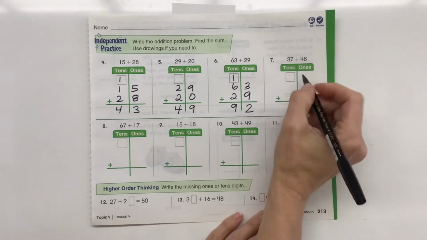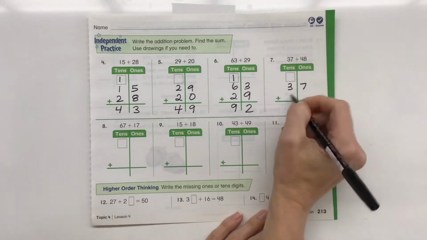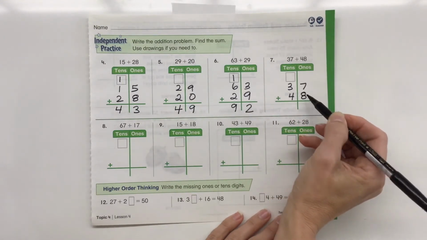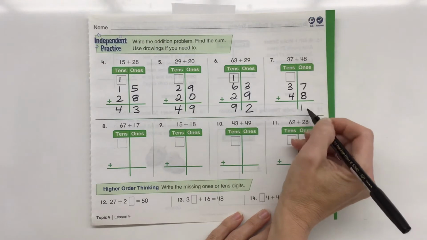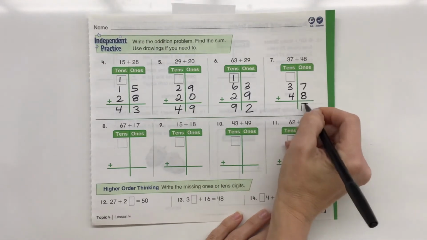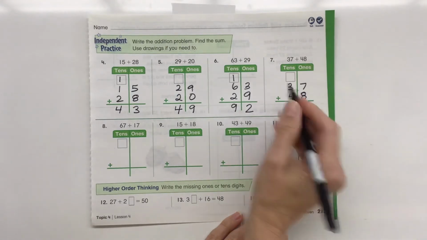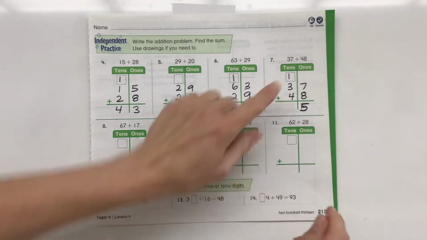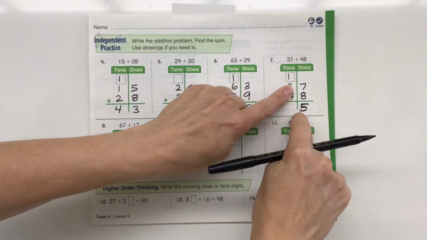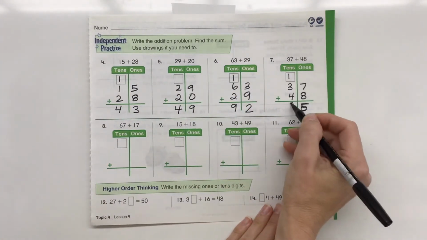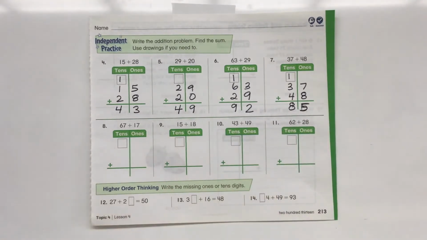Let's take a look at number 7. 37 plus 48. 7 plus 8 is 15. I can't write 15 here. I can only do one number because it will be too crowded. So we put our number in the ones place, a 5, and a 1 over here, because really that's 15. 3 plus 4 is 7, plus 1 more is 8. So we have a total of 85.